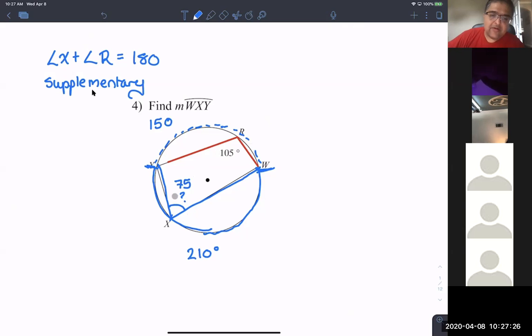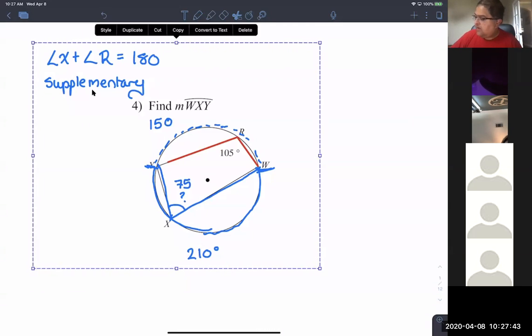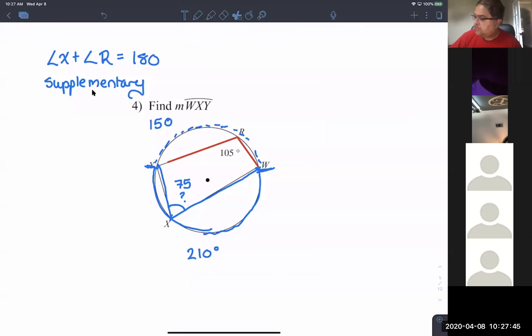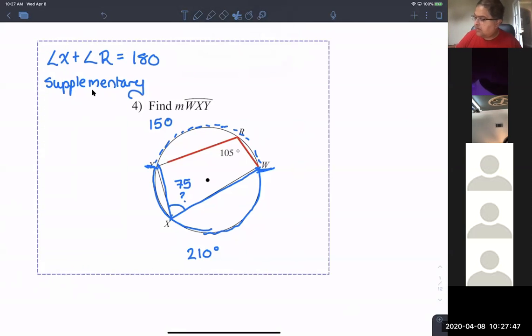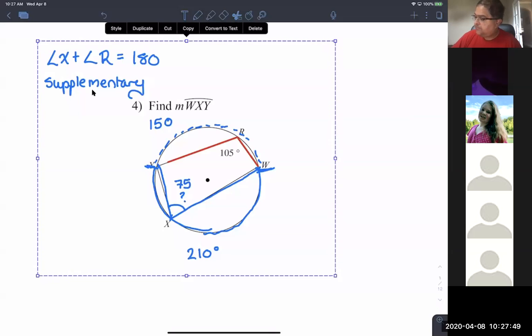So if you knew that theorem, then you could easily figure out what X was. This was 105, and X is opposite R, so it's supplementary, so it'll be 75. Any questions? Are we good with this? Okay.